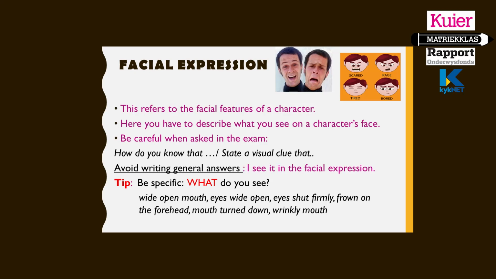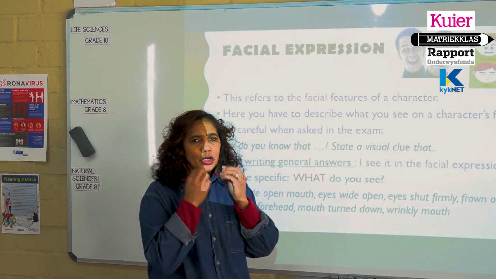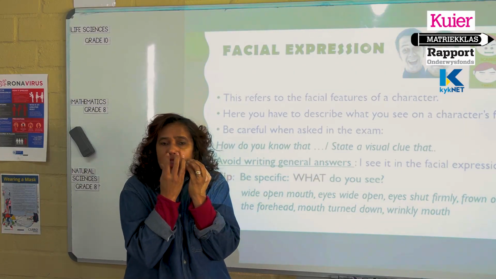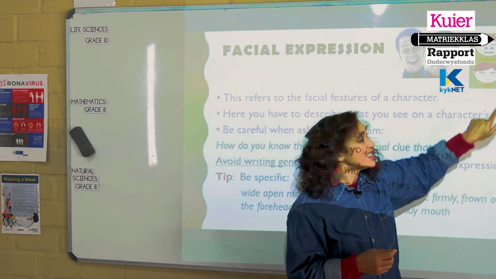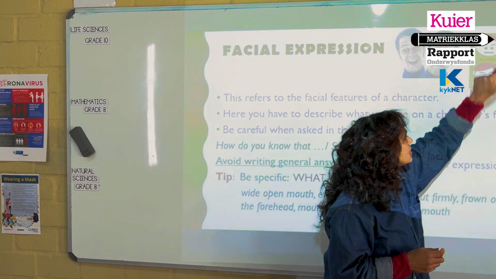Is his mouth wide open? Are his eyes wide open? Are his eyes shut firmly? Is there a frown on his forehead? Is his mouth turned down? Does he have a wrinkly mouth? Is he pulling a pout? Is he pursing his mouth, for instance? So you describe what it is that you see.